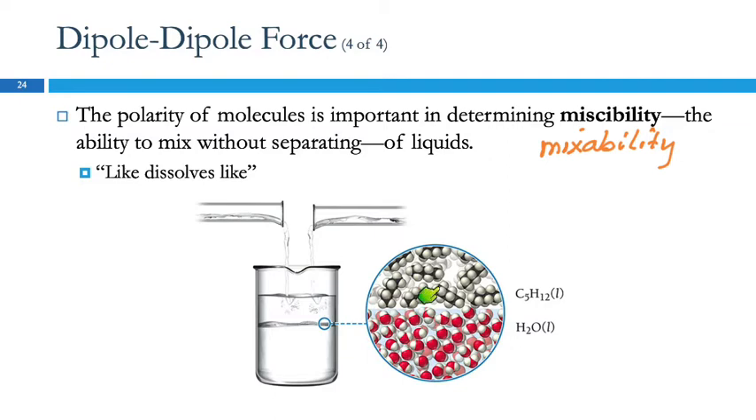And here we have pentane and water. Pentane is all carbons and hydrogens, completely nonpolar. Water is very polar. And so the water molecules are attracted to each other very strongly, and they push the pentane molecules out. So if the polarity is similar, then they will likely mix together.